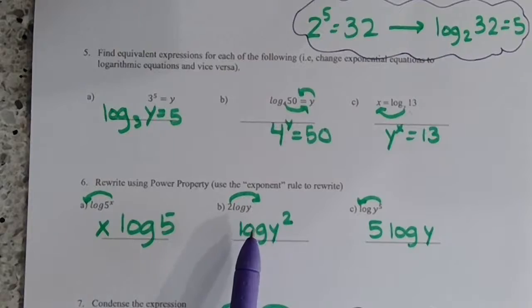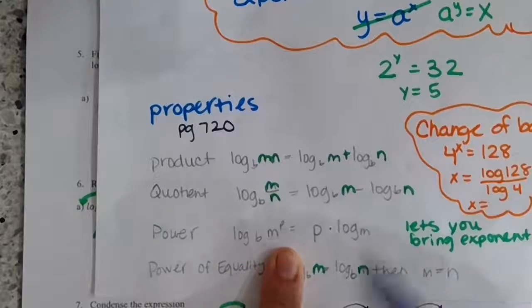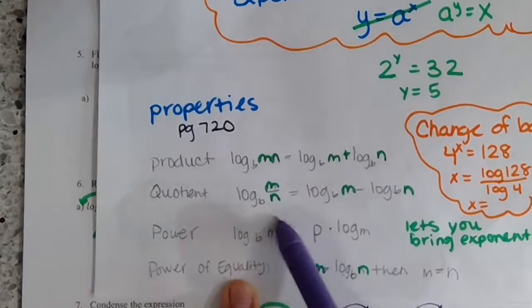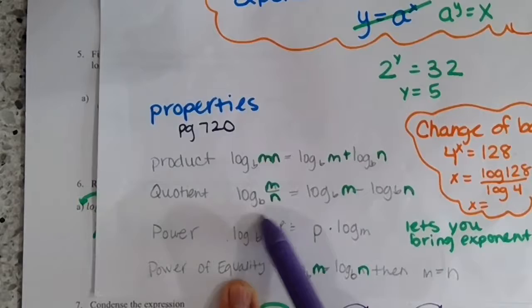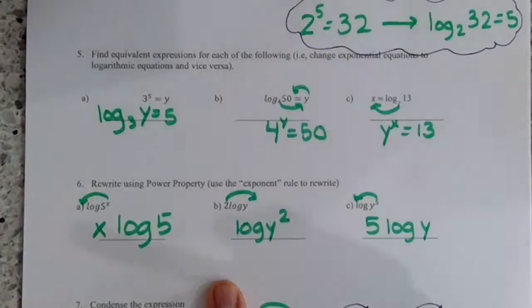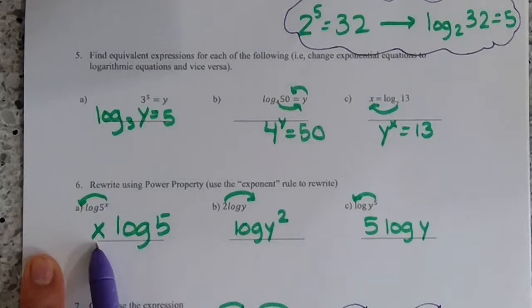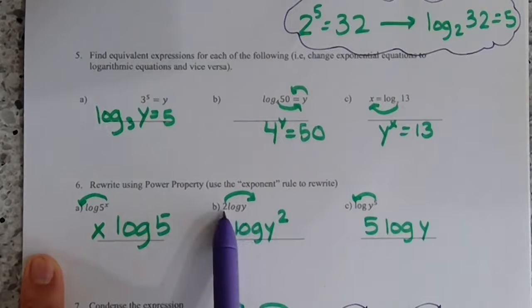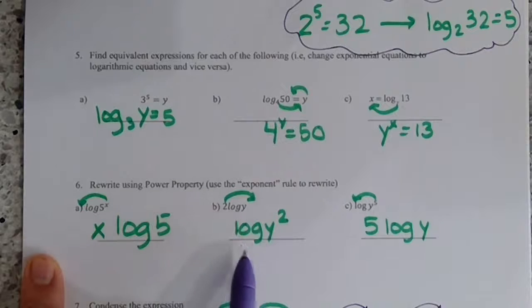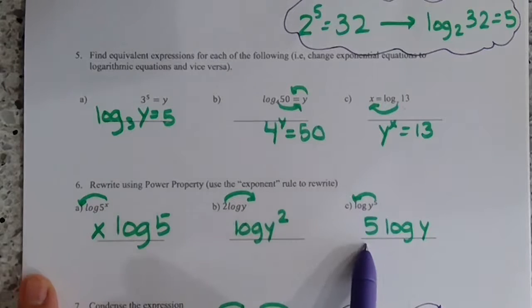Okay, so this one is your exponent rule. It says if you have an exponent, it lets you bring that exponent down in front, or vice versa. Bring it up or bring it down. So in this case, if the exponent is here, you're going to bring it in front. So it's x log 5. The 2 is in the front, so you're going to bring it back up. Log y squared. Bring that exponent down: 5 log y.